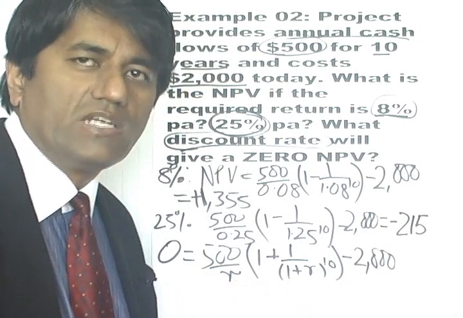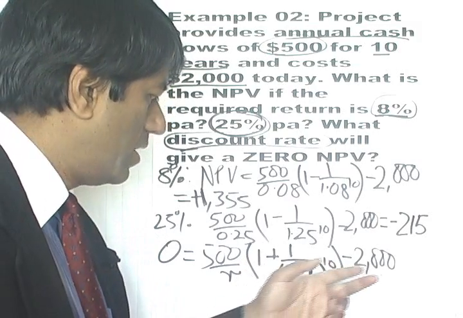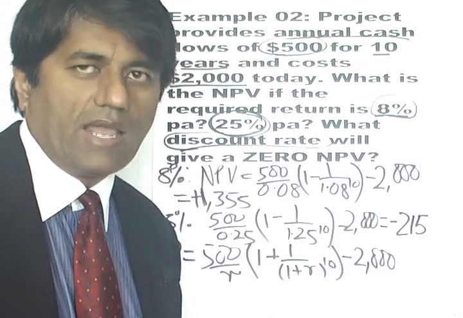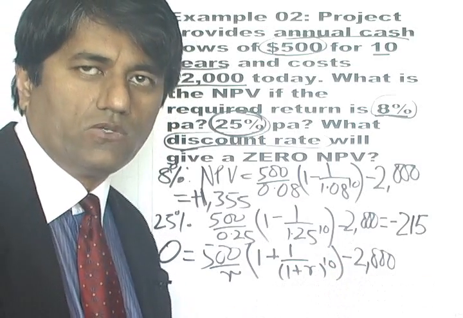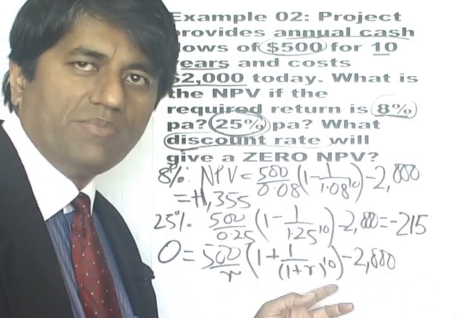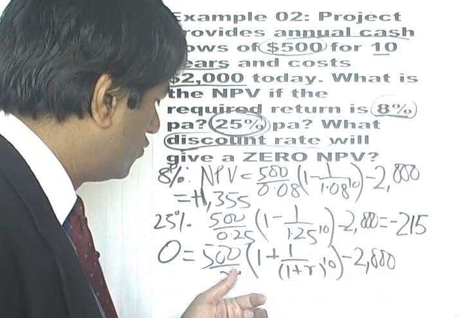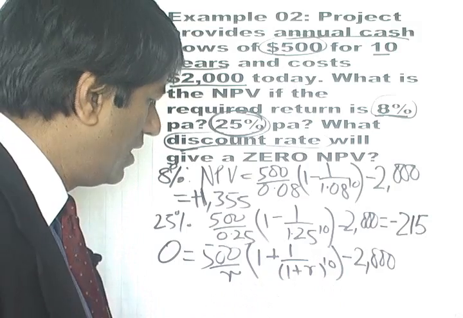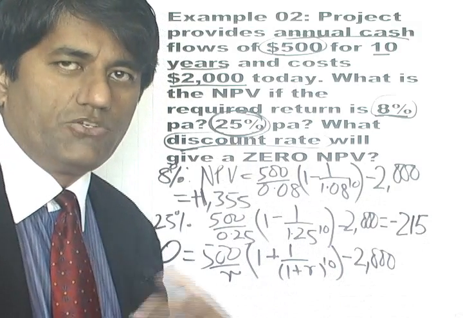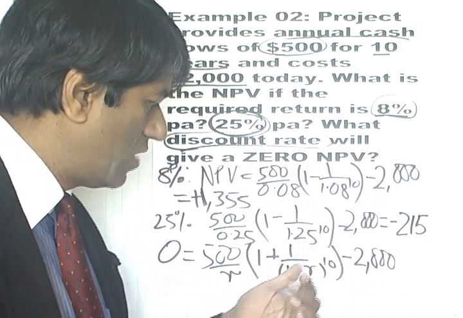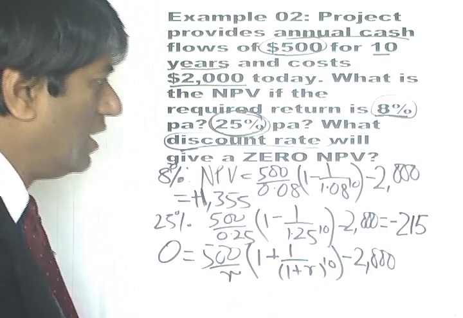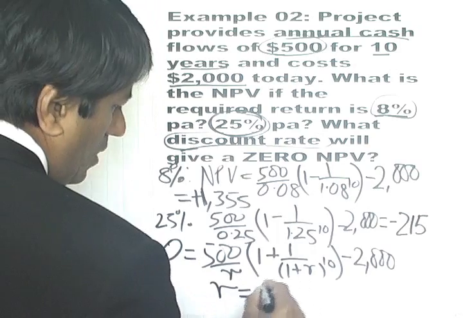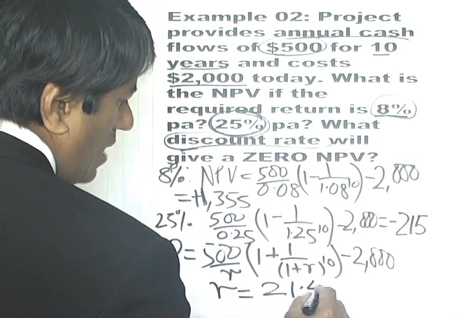And you can use your financial calculator to solve for R. You know, in your financial calculator, you put in present value equal to 2000, PMT equal to 500, N, the number of periods, equal to 10, and then you hit compute, and then it should spit out the rate of return. The rate of return actually turns out to be 21.41%.